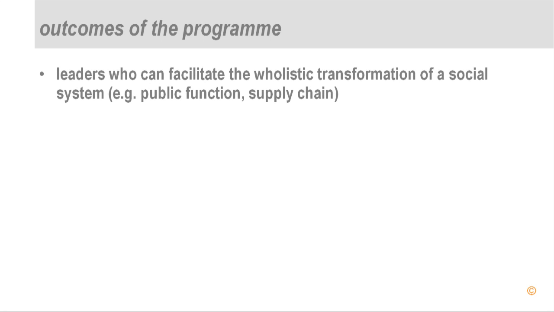The outcomes of the Biomatrix Societal Transformation Program are the following. Firstly, the program delivers a group of leaders who can facilitate the holistic transformation of a social system. This could refer to a public function like an education system or a social welfare system. It could also refer to an industry supply chain like an energy or nutrition supply chain or the transport system. And it can refer to a public and private partnership.